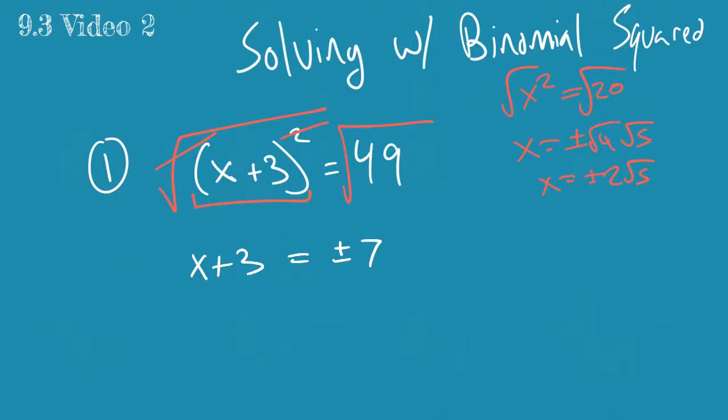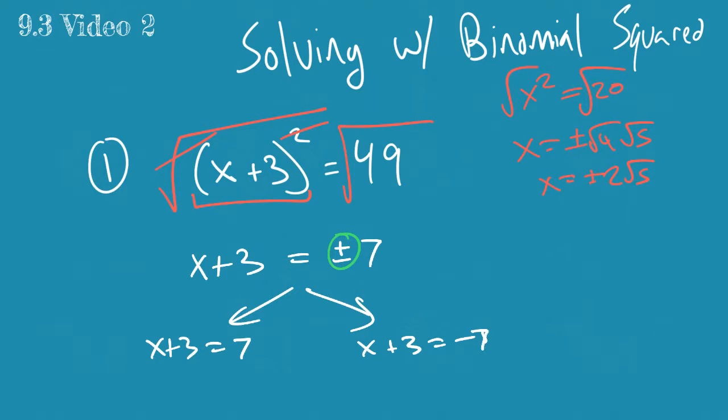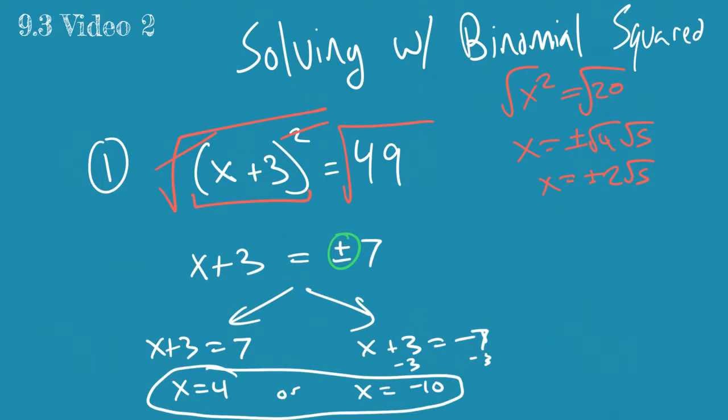But really what's happening here is I actually have two different equations, one with a plus 7 and one with a minus. So we're going to split this up at this point into two equations. We're going to go x plus 3 equals positive 7 and x plus 3 equals negative 7. And now I can solve both of those. I get x equals 4 or x equals negative 10. By subtracting 3 from both sides, I get negative 10 there. So there are my two answers.